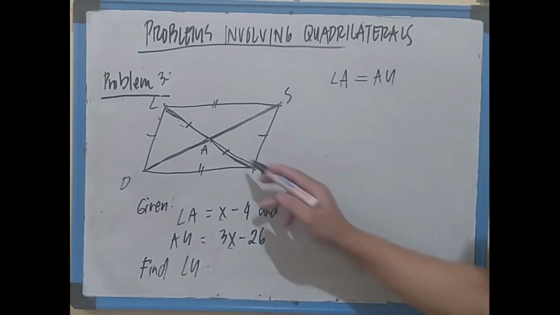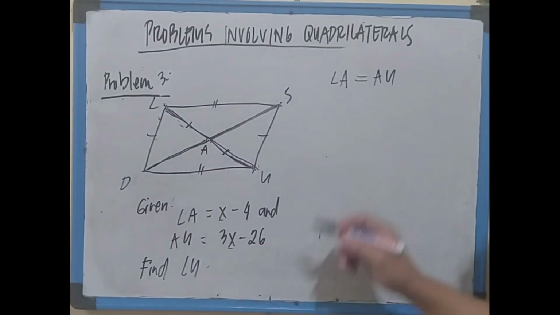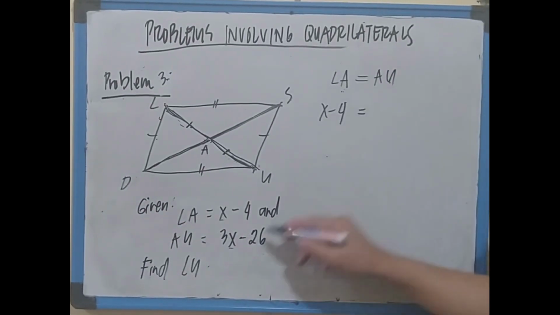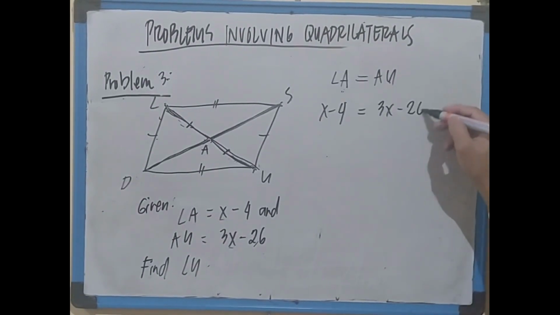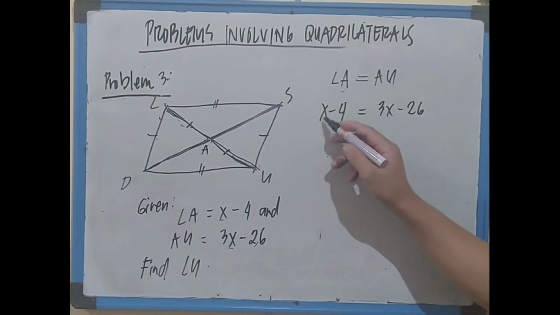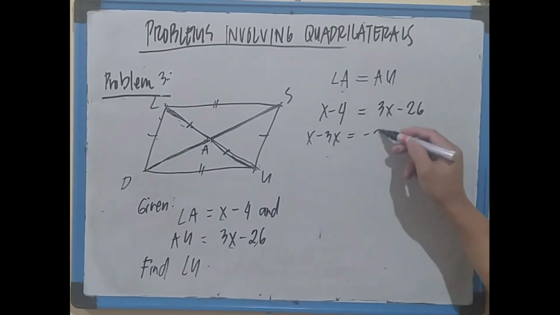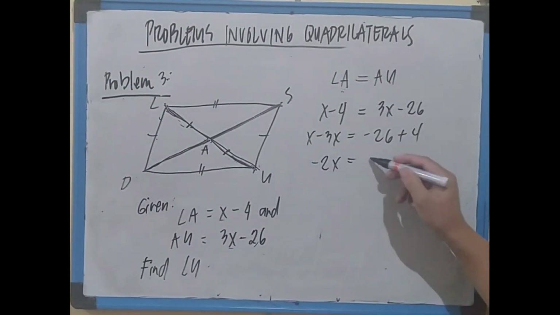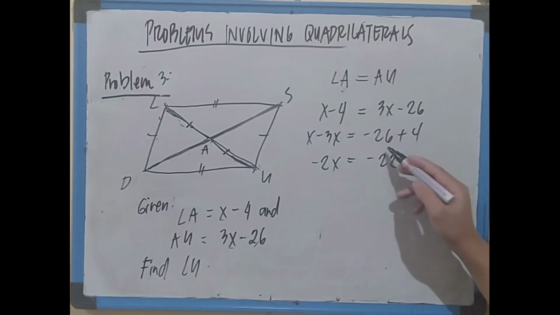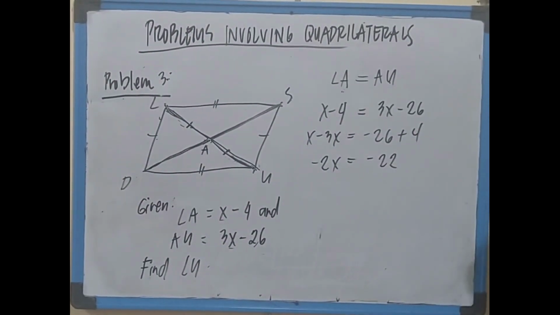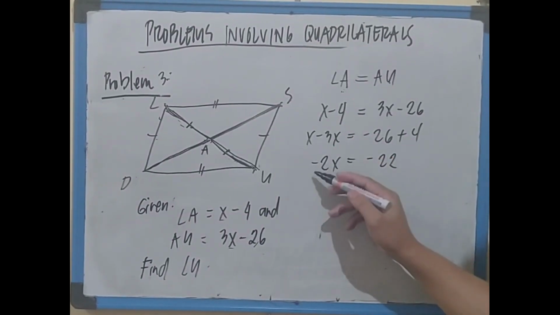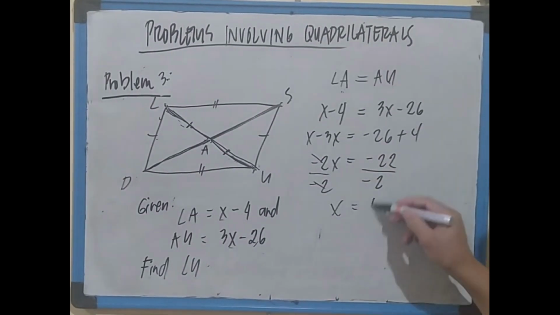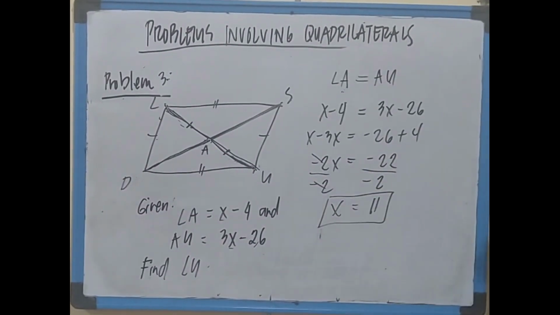So, para mahanap yan, i-add lang natin yung sukat ng dalawa. Okay? So, ito lang gamitin natin. LA is x minus 4. That is equal to AU is 3x minus 26. So, combining like terms lang tayo, we have x minus 3x. We have now negative 26 plus 4. So, we have negative 2x. That is equal to negative 22. So, since negative 26 plus 4 yan, so subtraction tayo. Also, this is subtraction. Now, dividing both sides by negative 2, we have now x is equal to 11. This is just the value of x and this is not the measure.